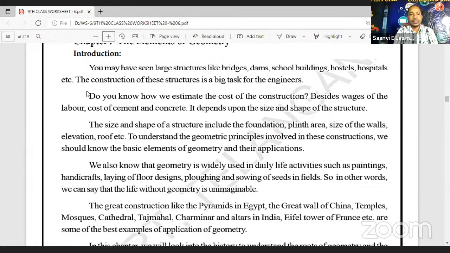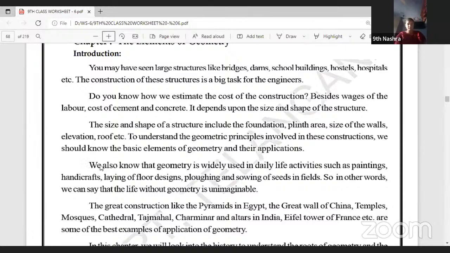Very good. Just wait. So here, in each and every construction, geometry is included. You may take any building, bridge, dam, tower, anything. If you take anything in any construction, geometry is included. Okay.